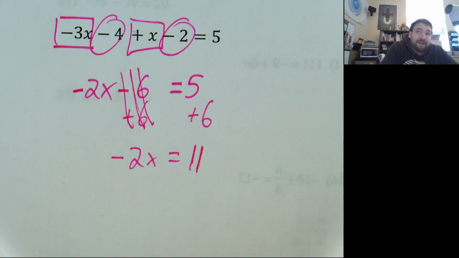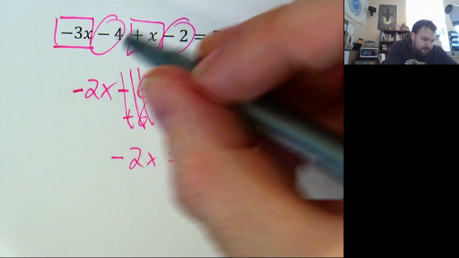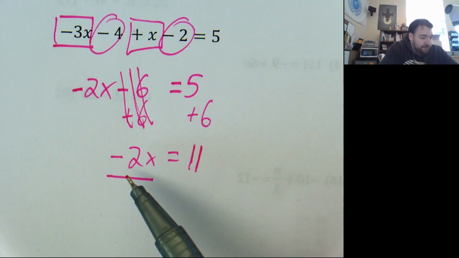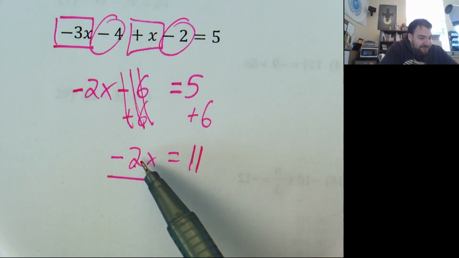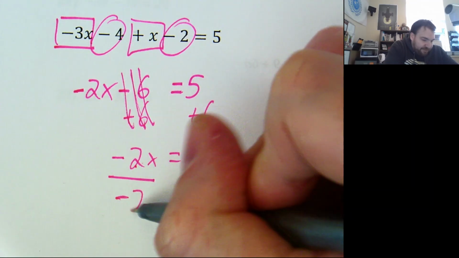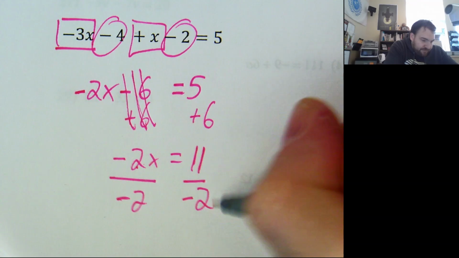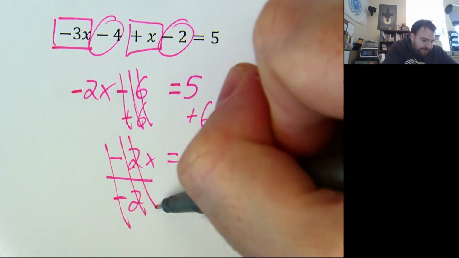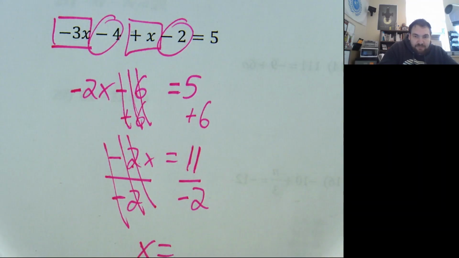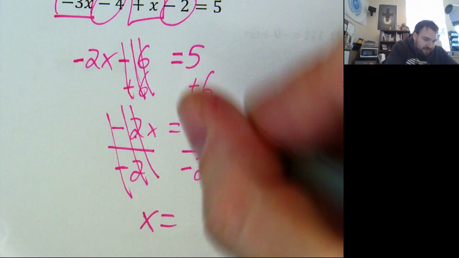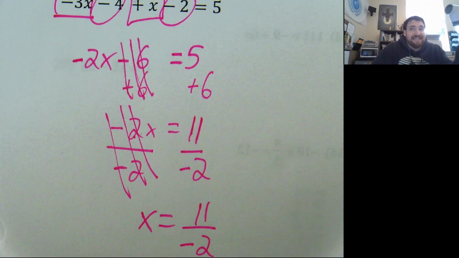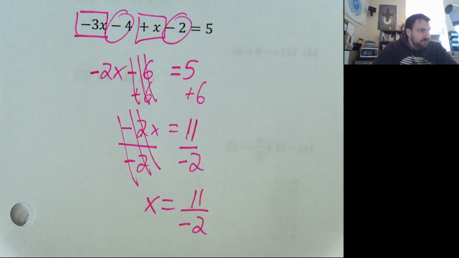Now, we're going to get the x by itself by removing the -2. It's -2 times x. So we're going to divide by -2 on both sides, leaving us with x equals 11 over -2.